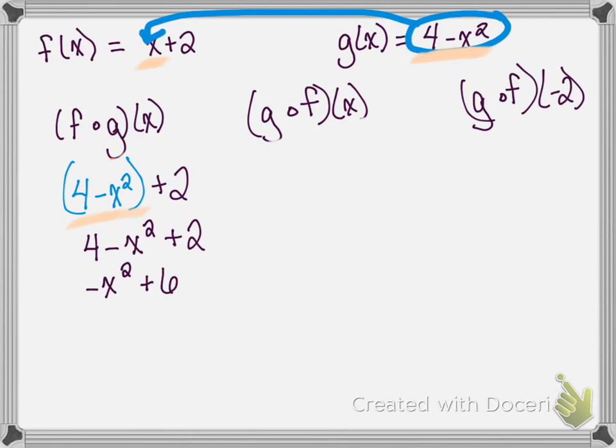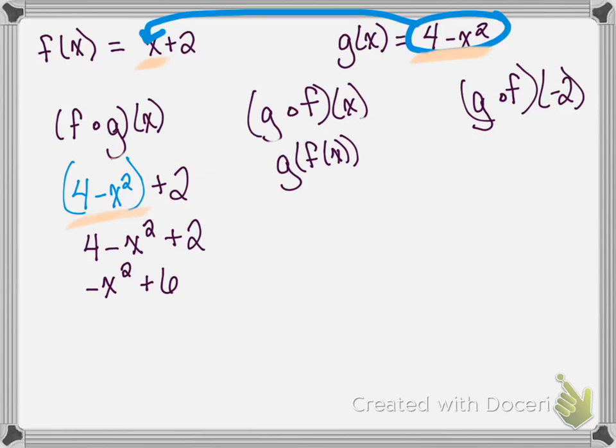Now we are going to do the opposite of that. This time I have G composed of F. So this time I'm going to take whatever F of X is and plug it in for the X in G. So I've got G of F of X. Some students like to write it this way, G of F of X. That's the same thing as G composed of F.